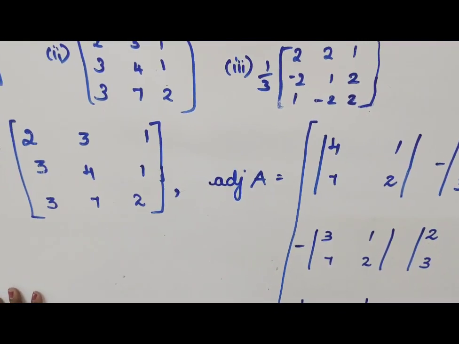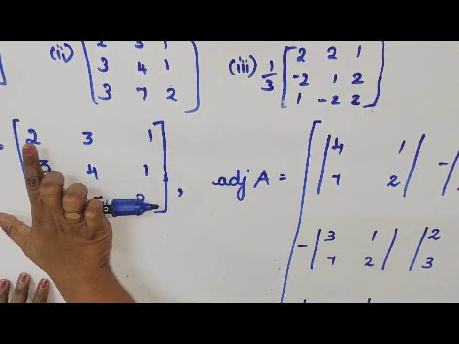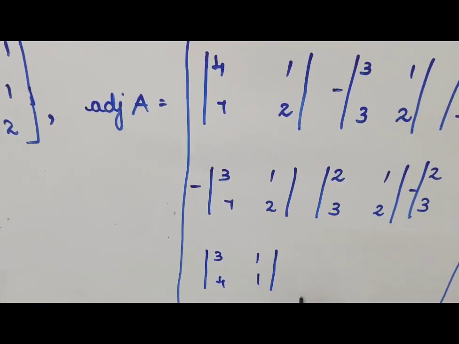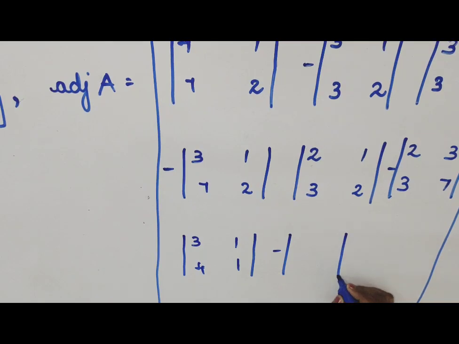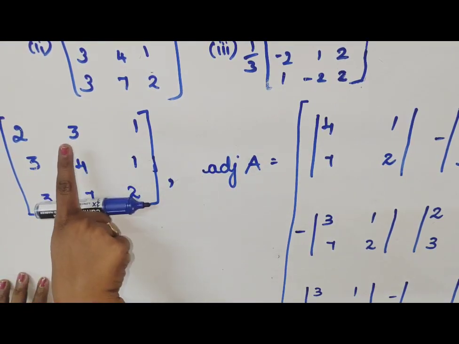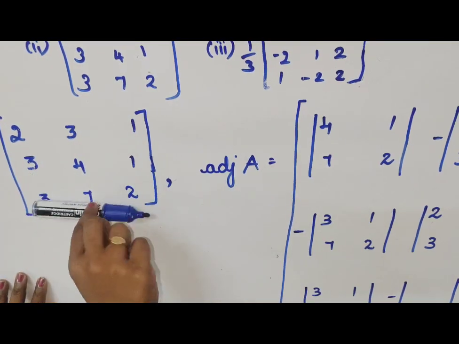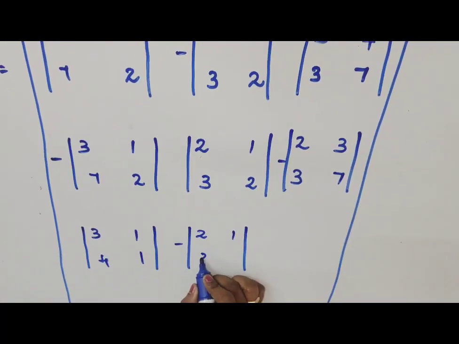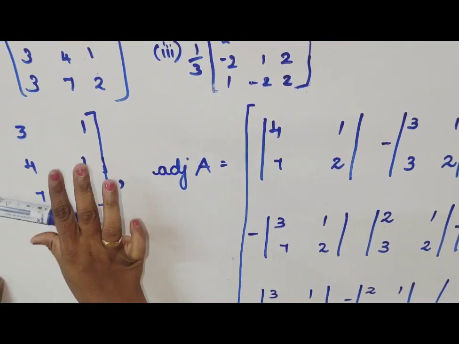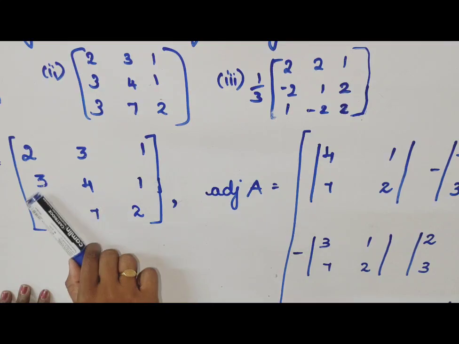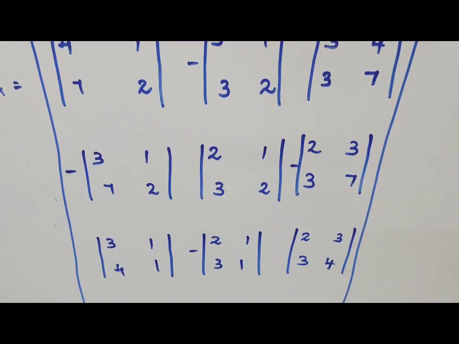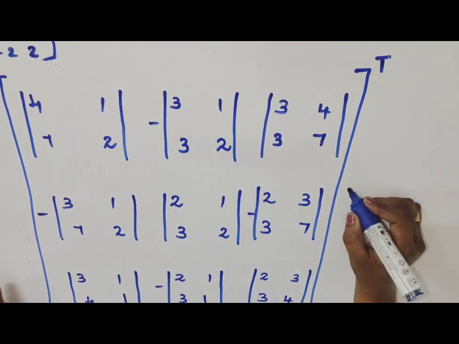For the next term, 3, we have to omit this row and this column. We will get 3, 1, 4, 1. The alternative term should have minus. For the 7, we have to omit the row and column which has 7. So, 2, 1, 3, 1. Next, similarly for the 2, we omit this row and this column. It would be 2, 3, 3, 4. Finally, we have to transpose the matrix.